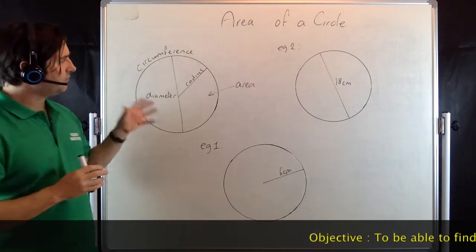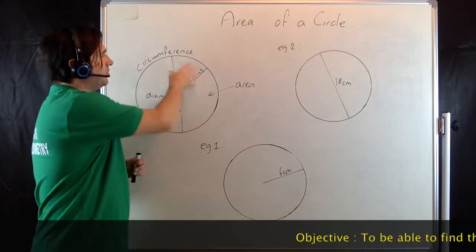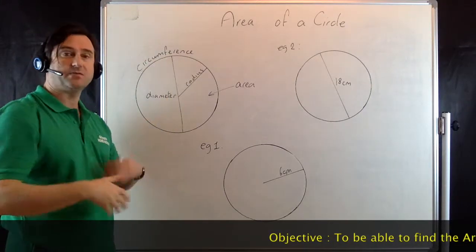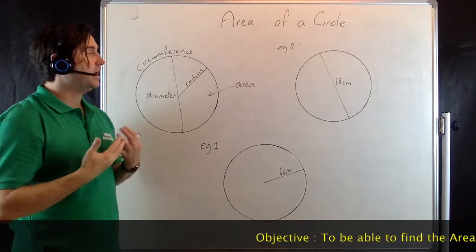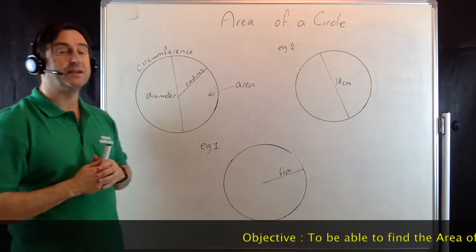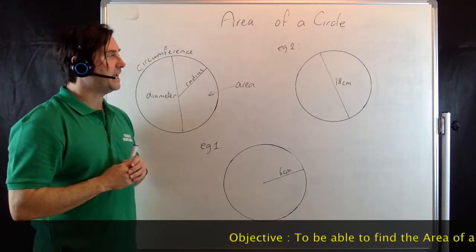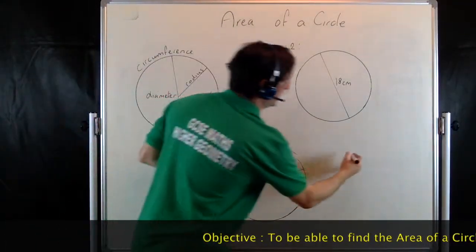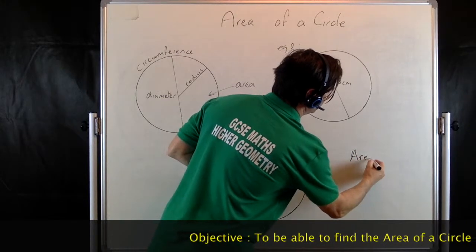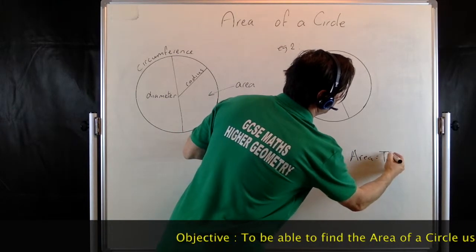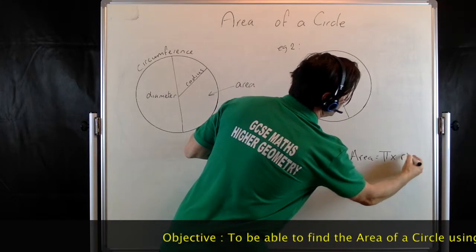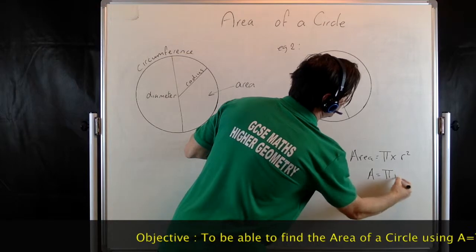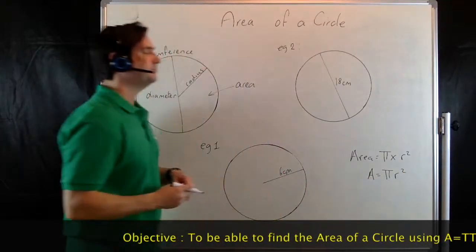circumference. We've also got the area of the circle, which is the space inside the circle, measured in centimetres squared, metres squared, feet squared, whatever units you're measuring the circle in. Now, in order to find the area, we need to use the formula. Let's write it here. Area equals pi times the radius squared, often shortened to area equals pi r squared.